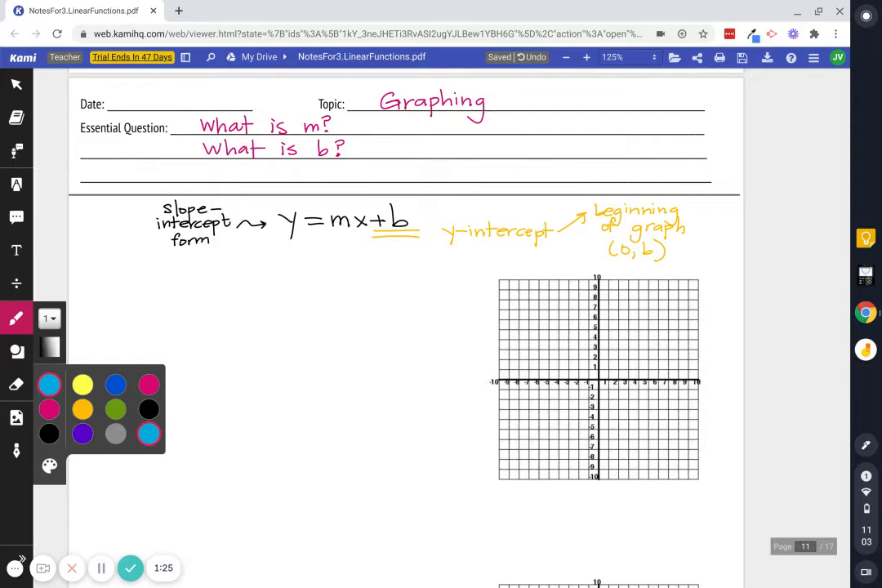The other key number here is our slope. M represents slope. I'm using blue for slope. Slope is the rise over the run. Our rise represents moving up or moving down. Up when our slope is positive, down when our slope is negative. We always run to the right.